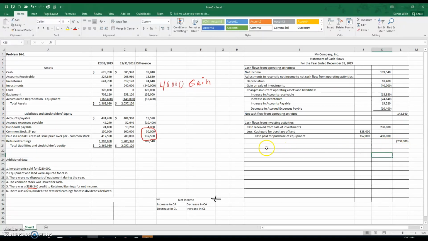Let's move to financing activities. Okay, so I have cash flows from financing activities. Let's spell it right. Okay, financing. What did I do that was financing? Well, I issued common stock. We know that here because our stock went up, and I also paid some dividends. The issuance of the common stock is going to be a cash inflow. The dividend payment will be a cash outflow. So cash received from sale of common stock.